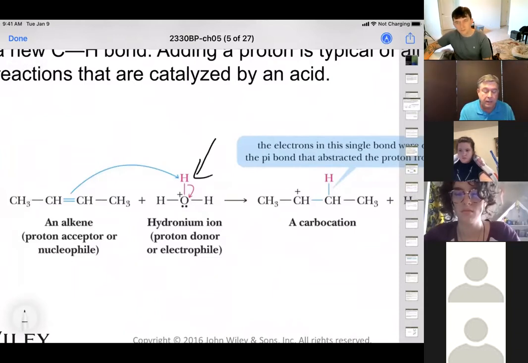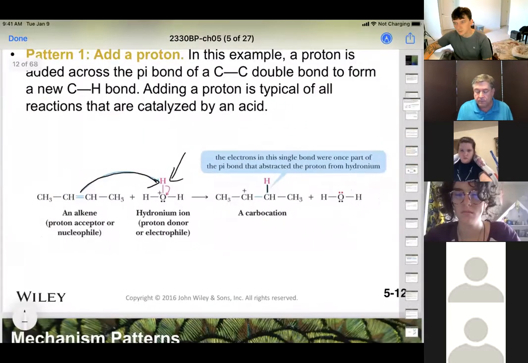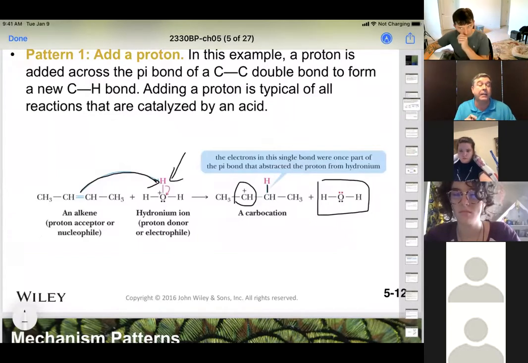And the pi bond, the two pi electrons of the pi bond, are going to reach out and grab that hydrogen away from the acid, creating a new sigma bond. That's that new sigma bond here. And in the process, it creates our neutral water molecule, but it also creates this positive charge. That positive charge is our reactive species again.